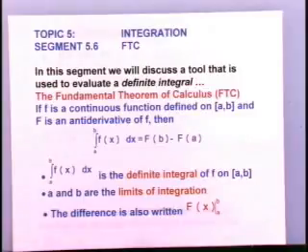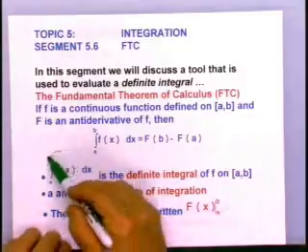If f is a continuous function defined on a closed interval [a, b], and capital F of x is an antiderivative of the function f, then the definite integral from a to b of f of x dx is equal to F of b minus F of a.